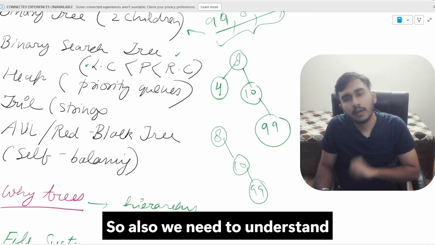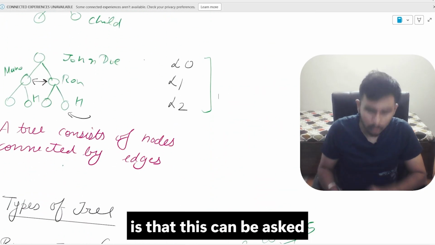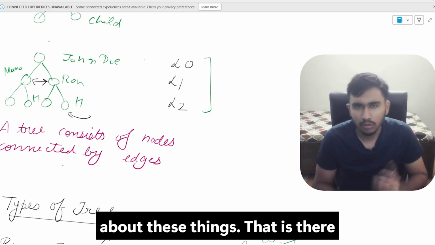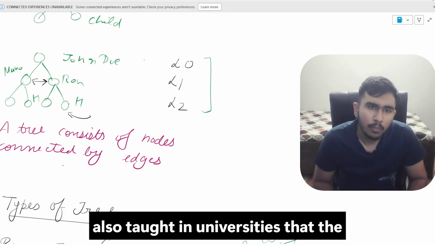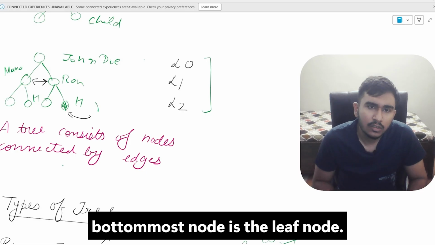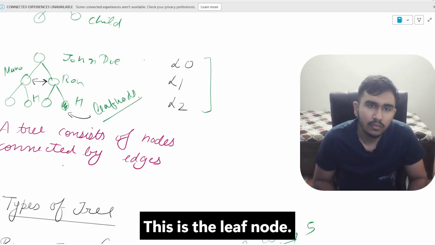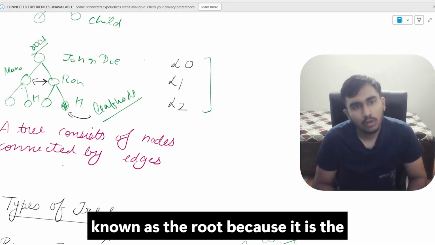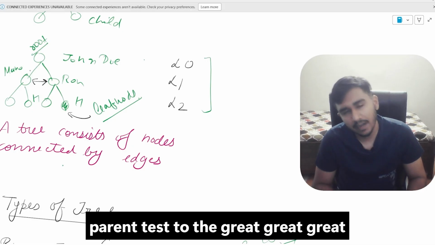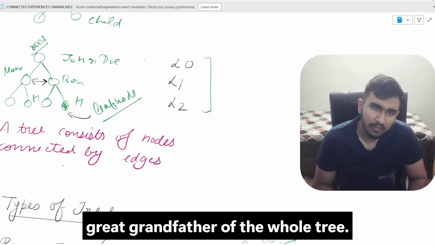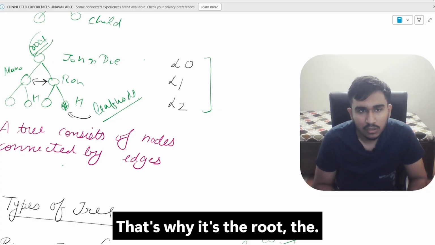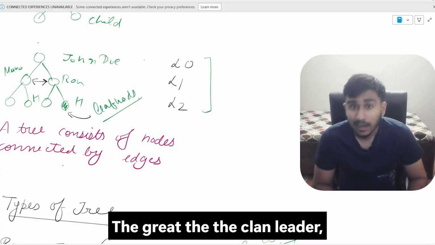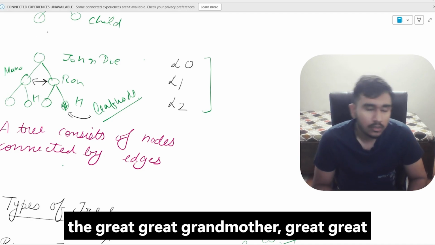Also, you should know about these things, since they are taught in universities and can be asked. The bottommost node is the leaf node. This is obviously the parent, but it is also known as the root because it is the parentest, the great grandfather of the whole tree. That's why it's the root: the person who started everything, the clan leader, the great grandmother, the great grandfather.